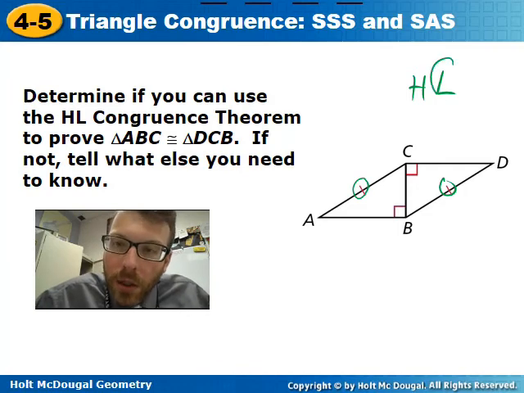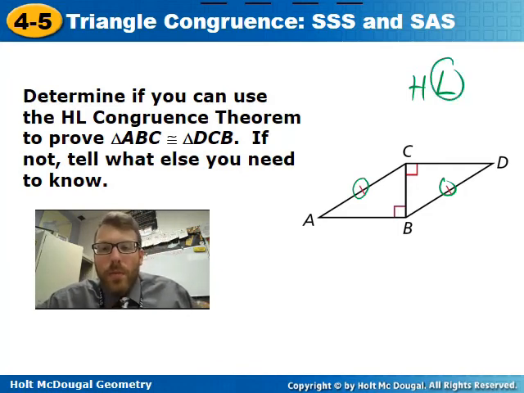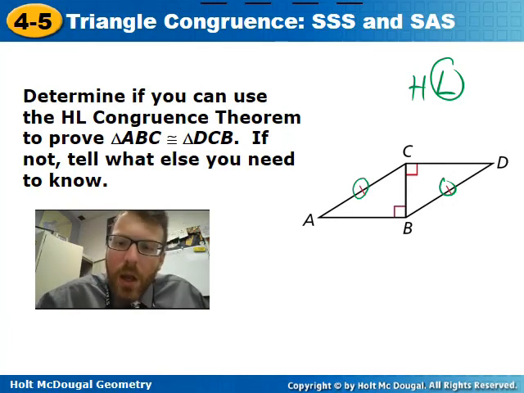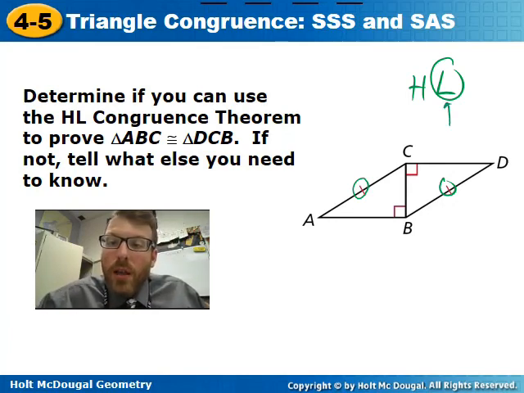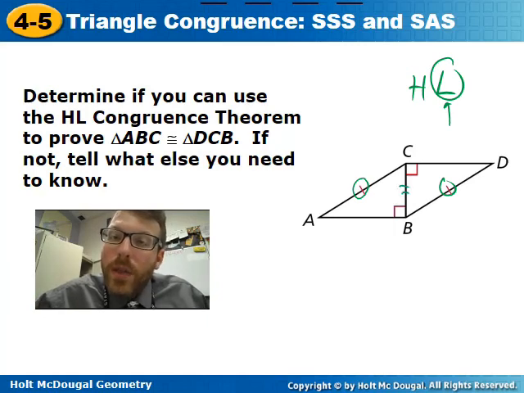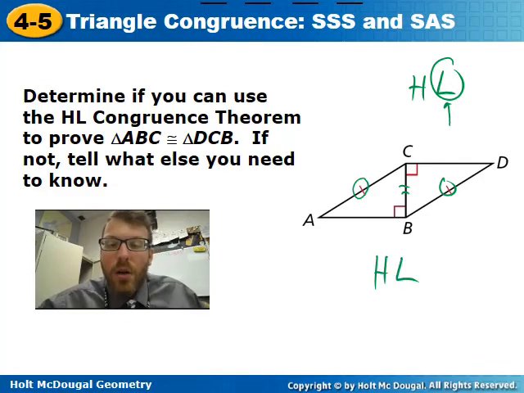We want to see if there's a leg then that's congruent. How do I know that's a hypotenuse? Well, that's because it's across from the right angle. So do they share a leg? And they do. Okay, they do share a leg, which is CB. Since they share CB, we can prove that these two triangles are congruent through HL.